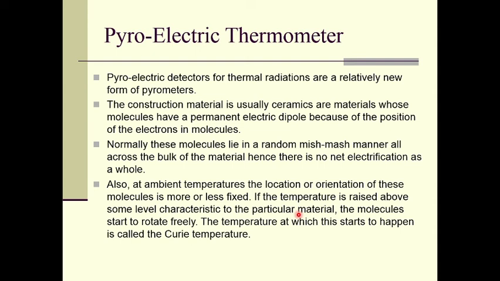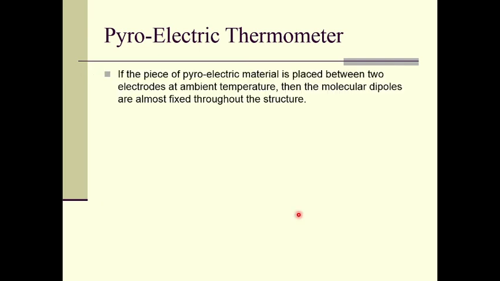If the temperature is raised above some level characteristic to the particular material, the molecules start to rotate freely. The temperature at which this starts to happen is called the Curie temperature, right? Inside this dielectric material, the electric dipole moments of the molecules will be randomly arranged, right? But when the temperature is increased, they will start aligning in some particular direction, right? At a particular temperature, they will start to rotate freely, and that temperature is called the Curie temperature, right?